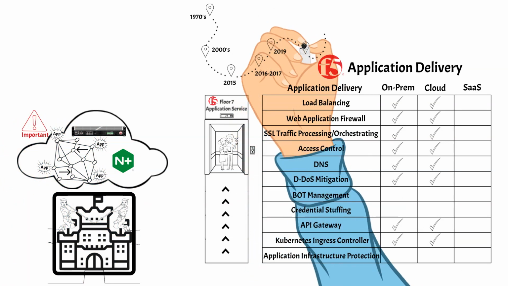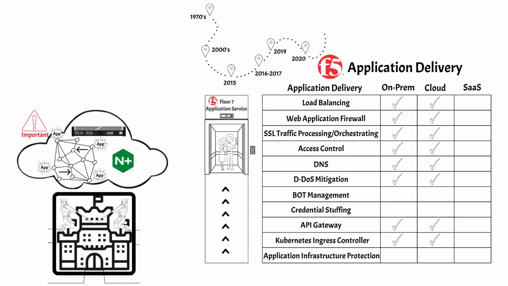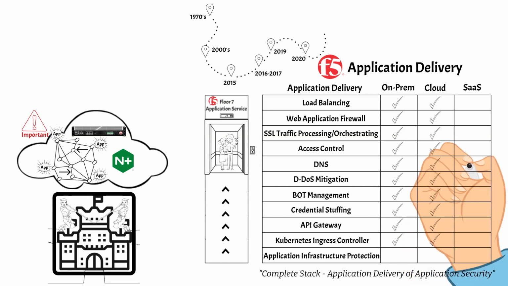So that leads us to 2020, where we purchased and added Shape to help with bot management and credential stuffing in both on-prem and in the cloud. With all of these capabilities we are stacking on, we are becoming a complete stack for Layer 7 application delivery and application security.